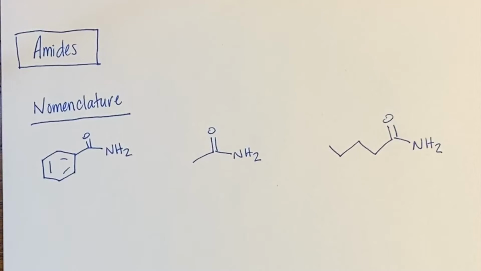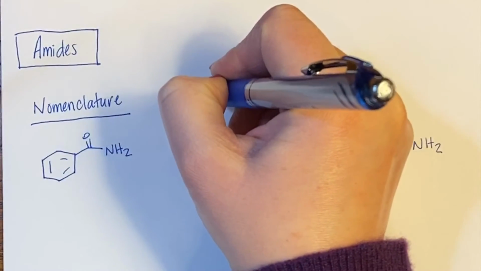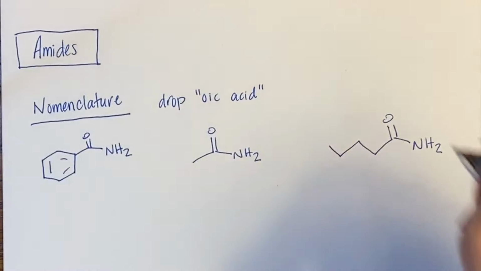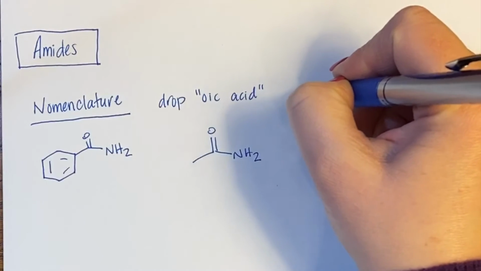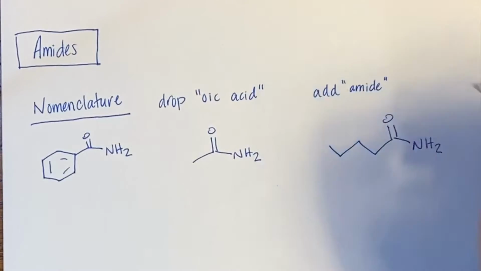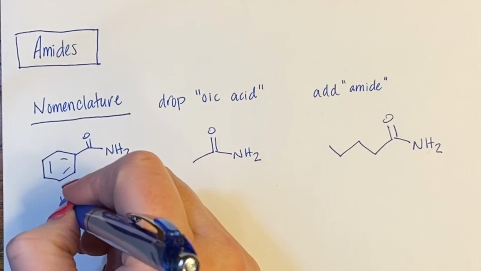Our next functional group is amides, and we're going to start with the nomenclature of our amides. When we go to name an amide compound, we're going to drop the oic acid from the parent carboxylic acid name, and then we're going to add amide to the end of the name. So for the first compound, my parent name would be benzoic acid. So when I drop the oic acid and add amide, that gives me benzamide.